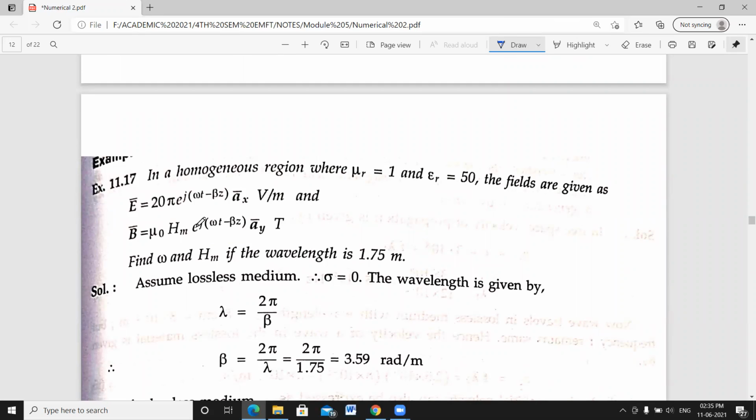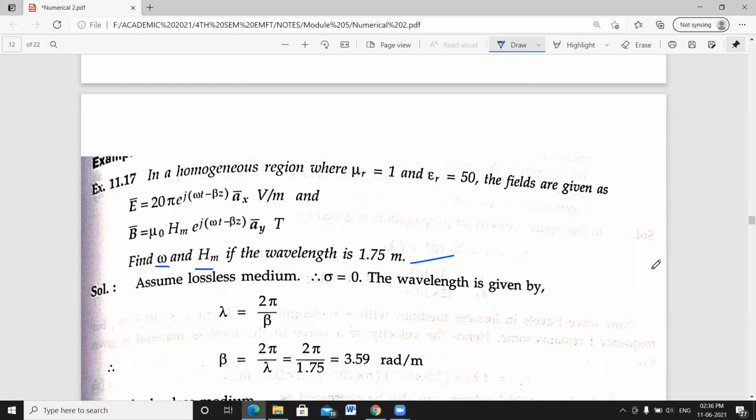One more problem is given, based on the same concept with a different medium. In a homogeneous region where mu r is 1 and epsilon r is 50, the fields are given as E equals 20 pi e^(j(omega t minus beta z)) az volts per meter, and magnetic flux density is mu naught Hm e^(j(omega t minus beta z)) ay Tesla. Find omega and Hm if the wavelength is given as 1.75.